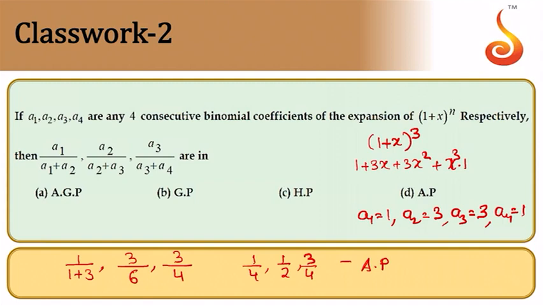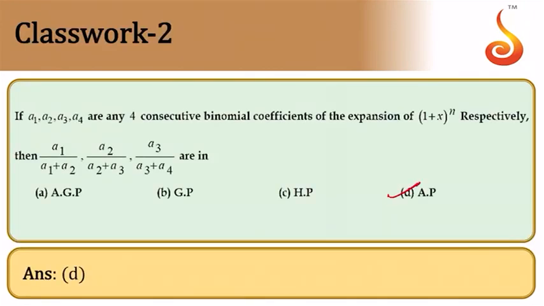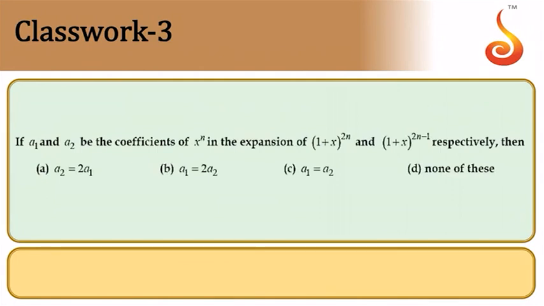So in these type of examples, you can take an example and show it. Any example you can take clearly shows this is an AP series. So option D is correct.